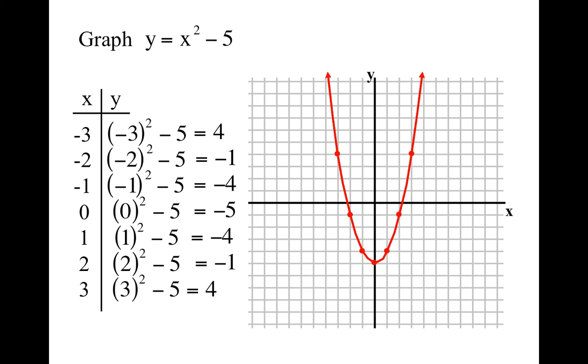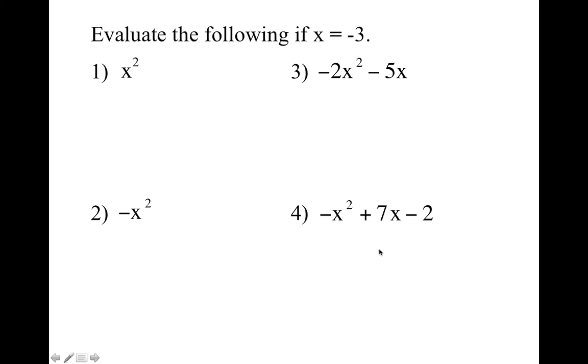And this again is opening up. So we have a low point. Our vertex is right here, 1, 2, 3, 4, 5. So the ordered pair is 0, -5 for your vertex. And your axis of symmetry, like before, is at x is equal to 0. It's where you could draw that vertical line and it slices your parabola in half.